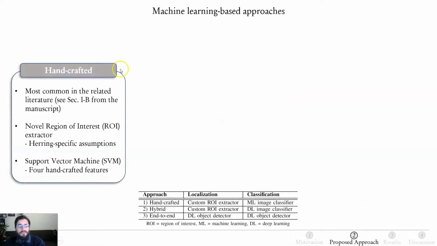In order to effectively explore the machine learning-based solution space, we test 3 different approaches. The handcrafted one, that's the most commonly observed in the related literature, where we use our custom region of interest extractor and then extract 4 handcrafted features that drive a classification task with a support vector machine.